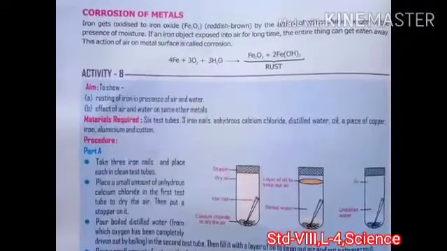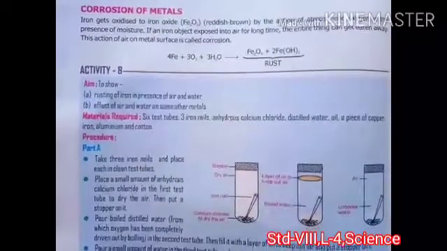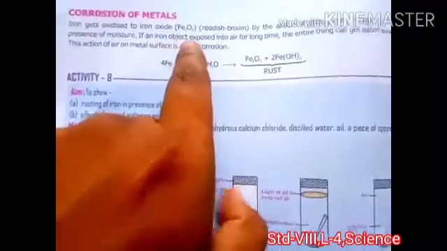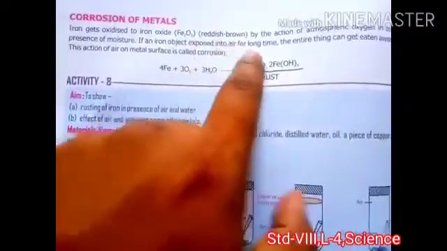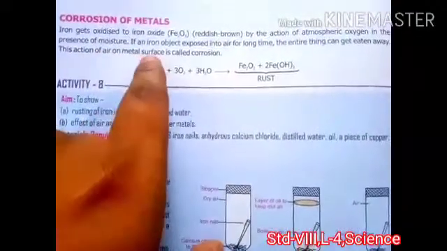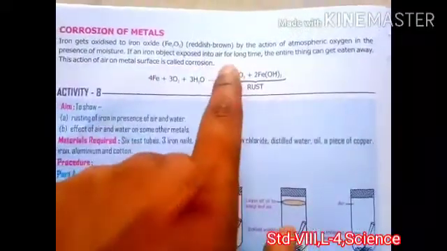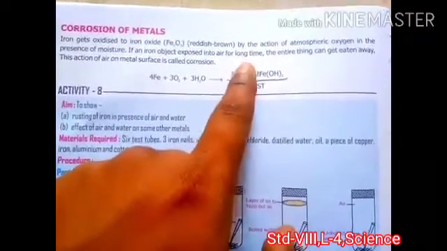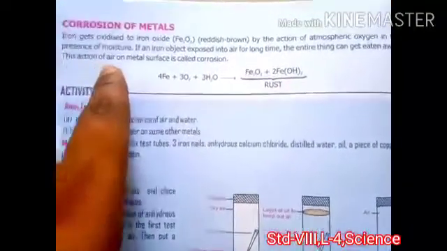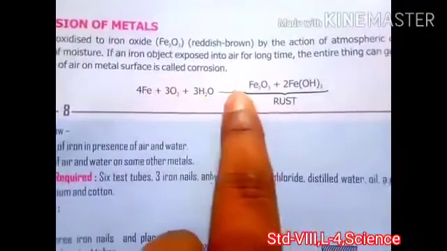Now we are going to learn about corrosion of metals. As you can see, iron gets oxidized to iron oxide, Fe2O3, reddish brown, by the action of atmospheric oxygen in the presence of moisture. If an iron object is exposed to air for a long time, the entire thing can get eaten away. This action of air on a metal surface is called corrosion.